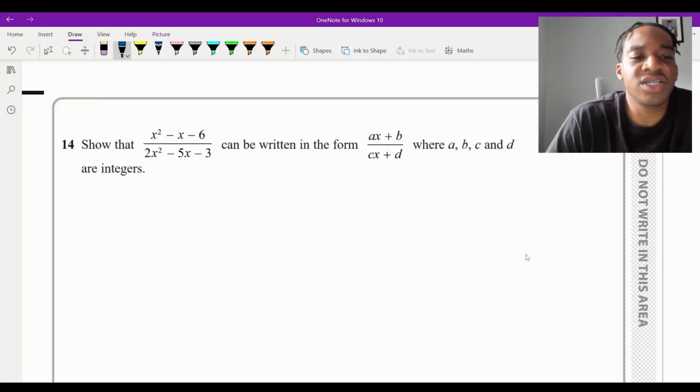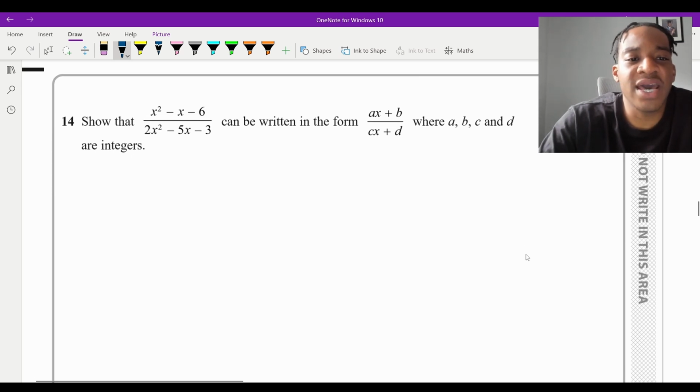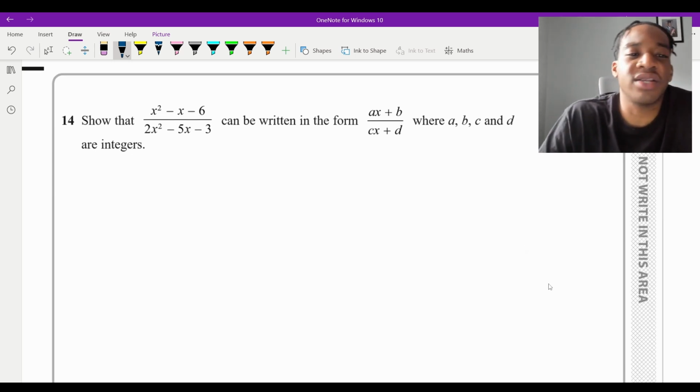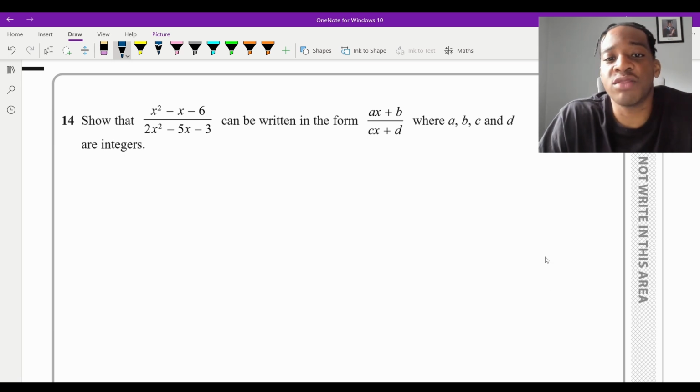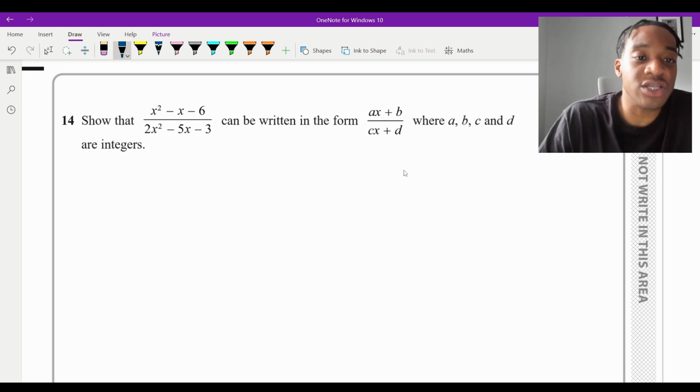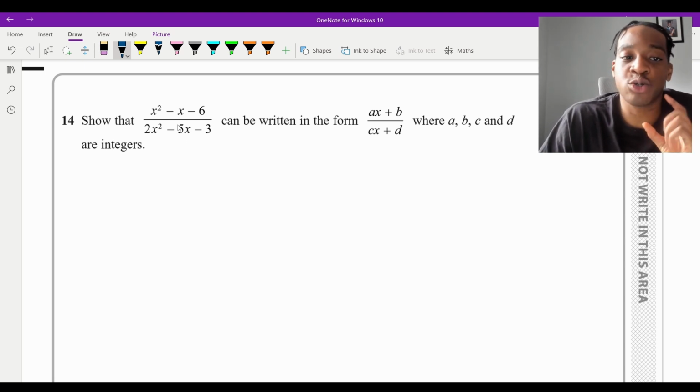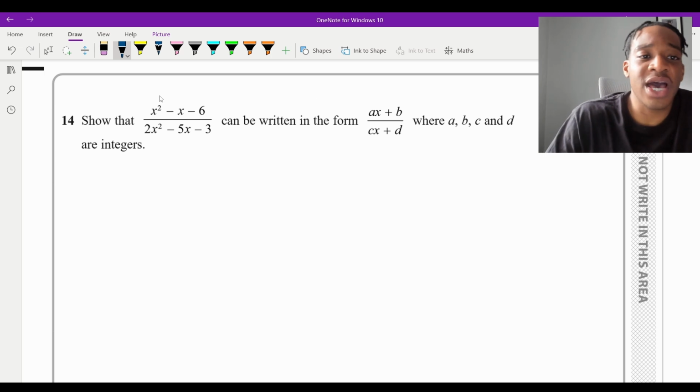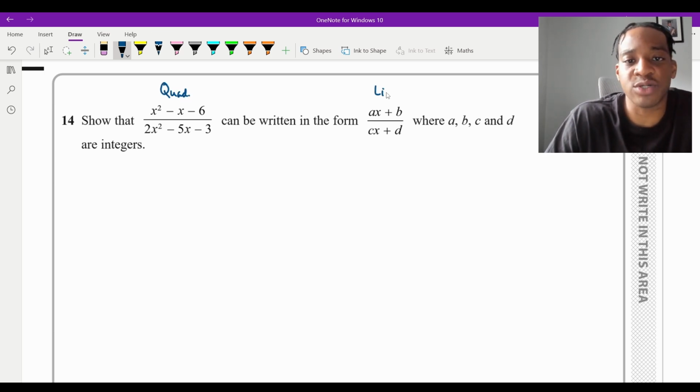Okay, so question 14 says, show that x squared minus x minus 6 divided by 2x squared minus 5x minus 3 can be written in the form ax plus b over cx plus d, where a, b, c, and d are integers. Okay, so firstly, we've got an algebraic fraction, right? Now, this algebraic fraction is quadratic because we've got powers of 2. And apparently, this quadratic fraction can be written in the form of something with x which has powers of 1, right? So essentially, what we have here is a quadratic expression, and then this is a linear expression.